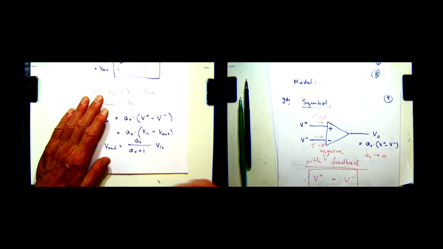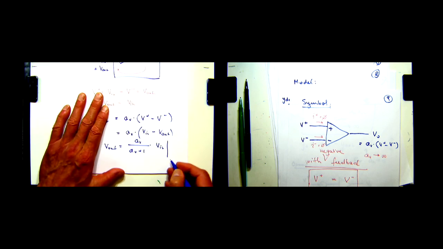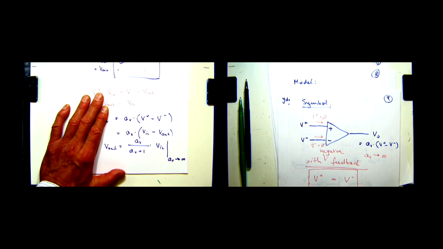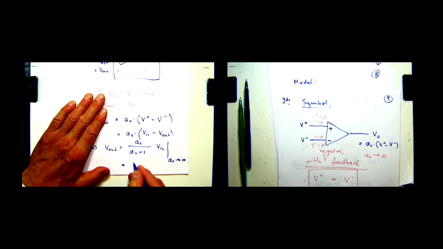And now, if you make this limit calculation, you may have seen this. My nomenclature may make a mathematician cringe. But if you make AV go to infinity, AV divided by AV plus 1, what is infinity plus 1? It's pretty close to infinity. Okay, it's infinity. So then this is equal to V in. So now we have mathematically proven what we sort of intuitively saw all along.